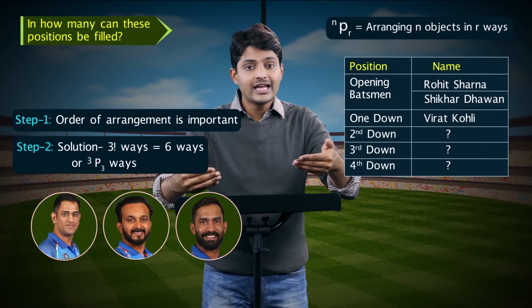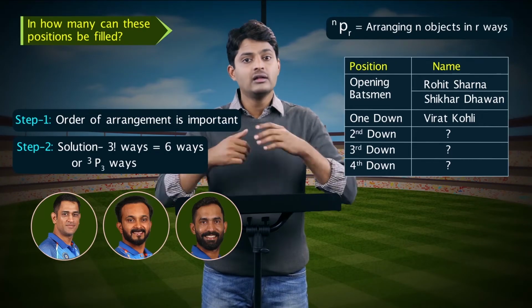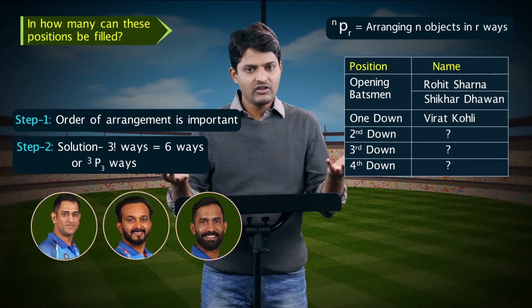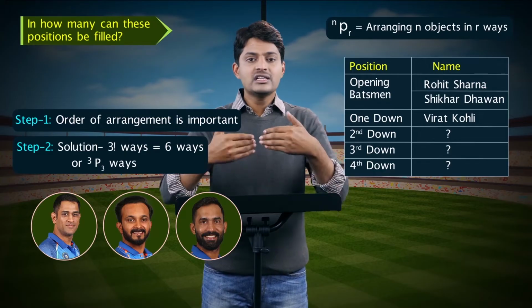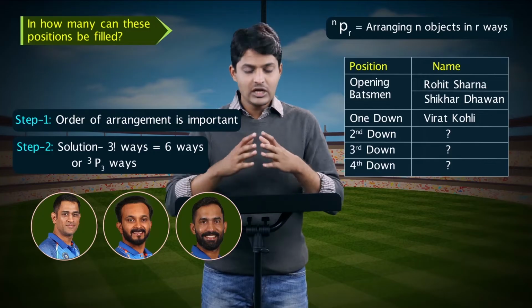So the number of ways I can do it is 3P3 or 3 factorial. We already know how to compute the value of 3 factorial, which is 6. Now let us try to understand how we compute the value of 3P3. Okay, let me write it down and show it to you.